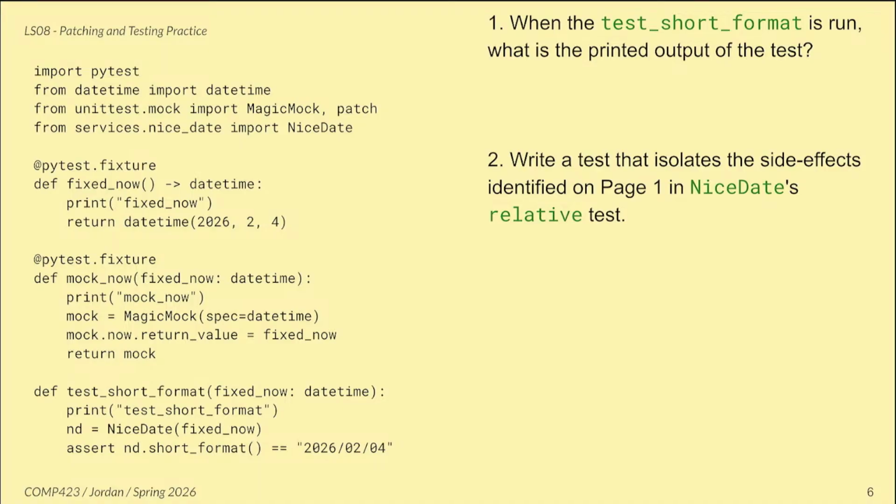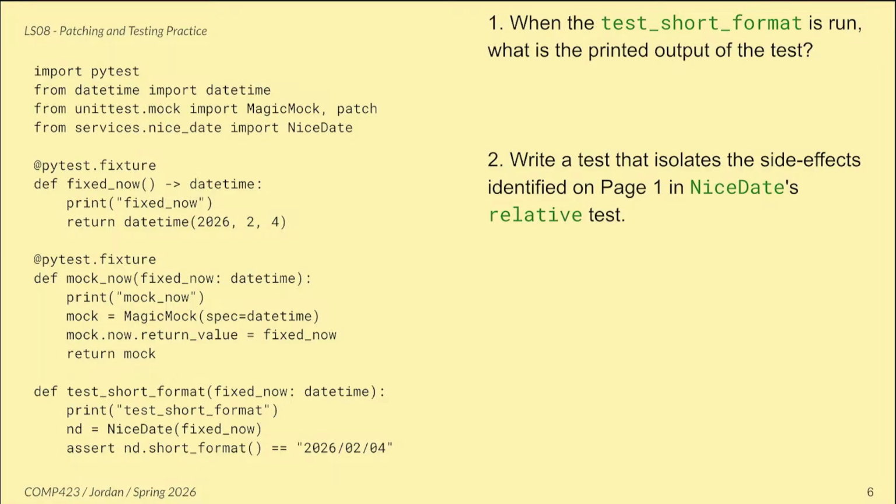All right. Let's have a review because this was covered quickly at the end of the last lecture, and we've had snow in between, so it's been a minute since we've talked about fixtures. But let's talk about how fixtures come into play here. This first question asks, when test_short_format is run, that's this test defined here, what is its printed output?